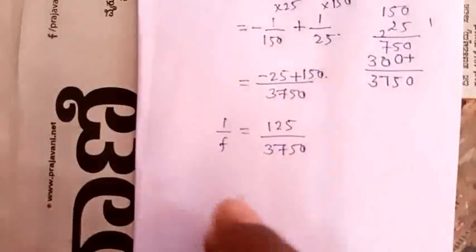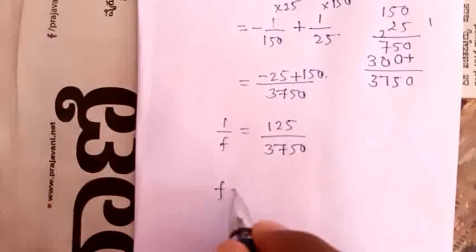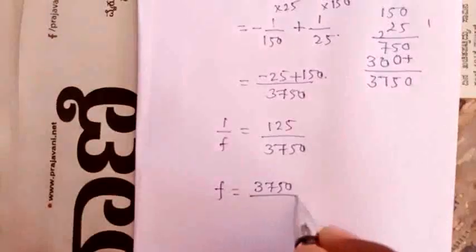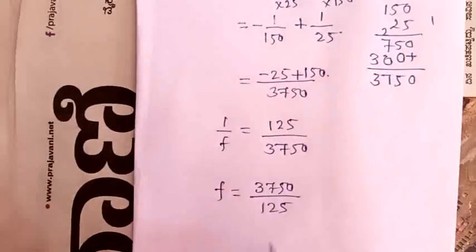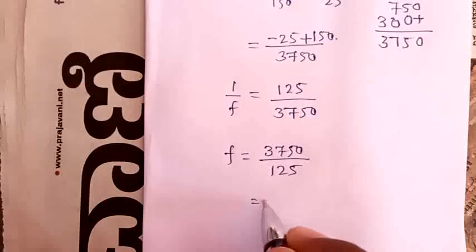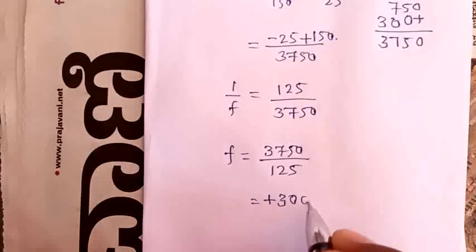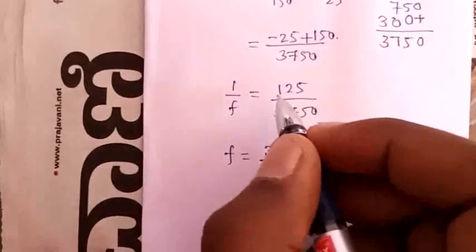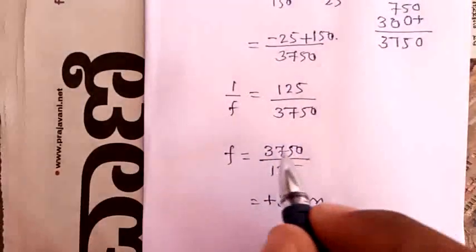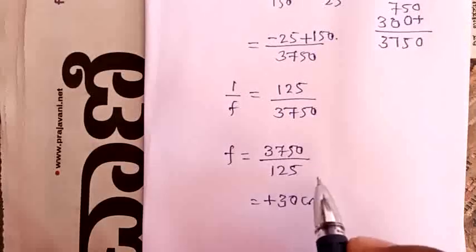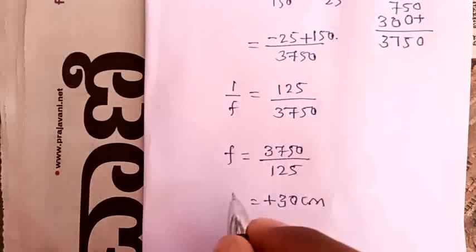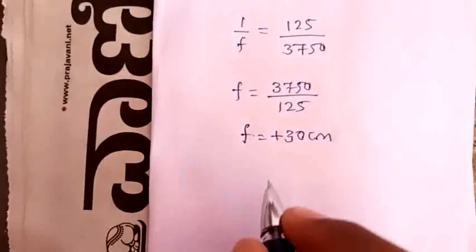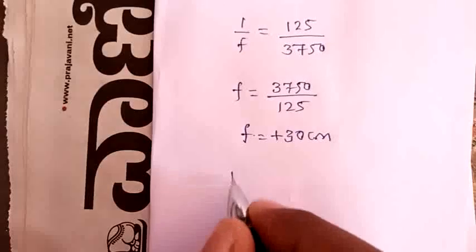Then next, f is equal to 3750 divided by 125. On solving this one, you will get the answer, that is plus 30 centimeter. Why there is a plus? Because this minus of 25 plus 150 is 125, plus 125. So 3750 divided by 125 is nothing but plus 30 centimeter. So it is the focal length of the lenses. Next, power. Then power is equal to 1 by f.